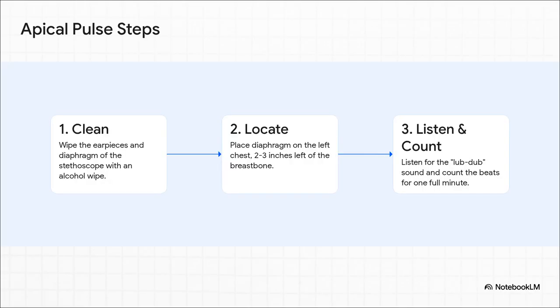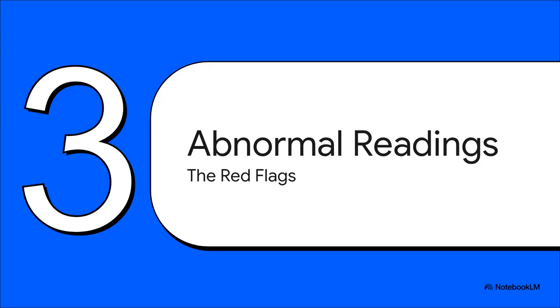Okay, so you've cleaned your gear. Now you'll find the right spot on the chest, right over the apex of the heart. You're going to listen for that classic lub-dub sound. That whole sound, that's just 1 beat. And for an apical pulse, you must listen and count for 1 full minute, every single time. Accuracy here is everything. So you have your measurement, but what does it mean?